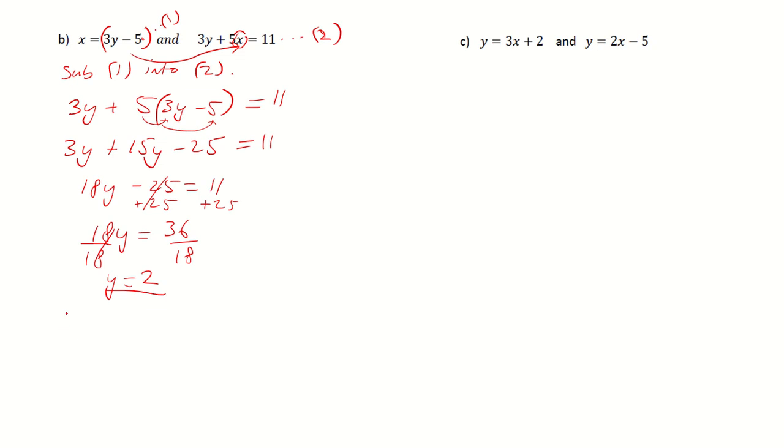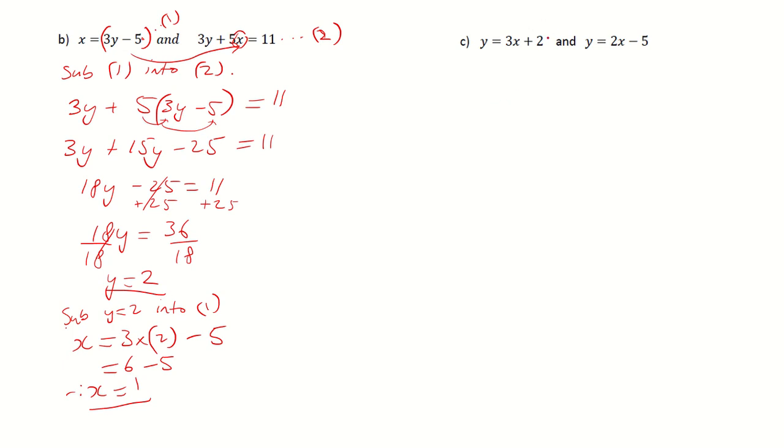So remember, we're not finished yet. We've got one solution. Now we need to substitute y equals 2 back into the first equation. So y is going to be replaced with 2. So we're going to sub y equals 2 back into equation 1. So now we're going to have x equals 3 times y, which is 2, subtract 5. So 3 times 2 is 6, take 5. So therefore x is equal to 1. So now we've solved both these equations simultaneously. y is equal to 2 and x is equal to 1.